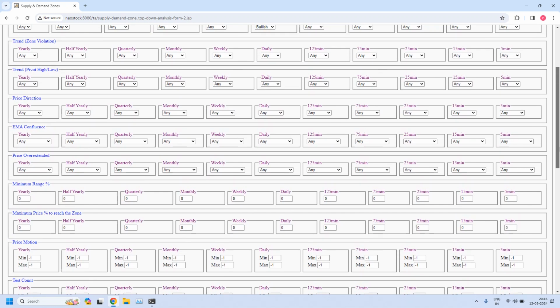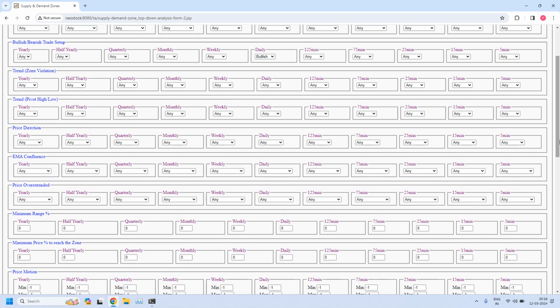The next parameter: we need at least 3% reward. This is a monthly income trade, right? So we need at least 3% reward between the monthly demand zone and the daily demand zone and daily supply zone. If it is an all-time high zone, at least 3% reward between the daily demand zone and all-time high. For that there is a parameter called maximum range, which describes the reward. So in daily time frame I am setting the value 3.